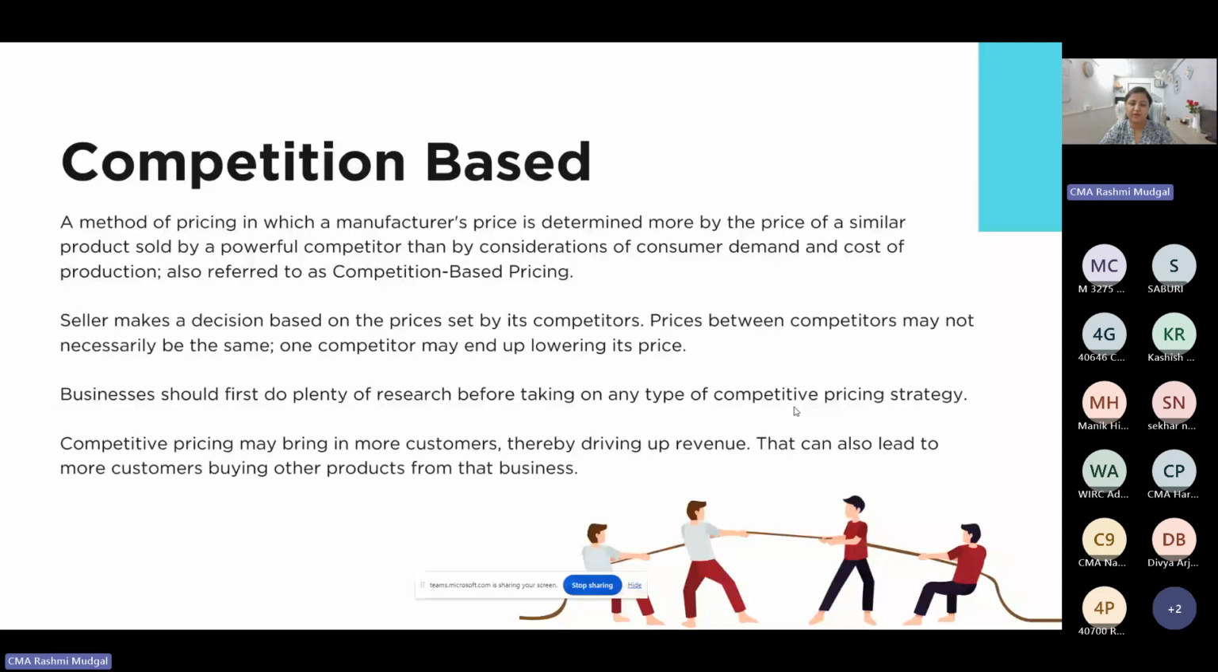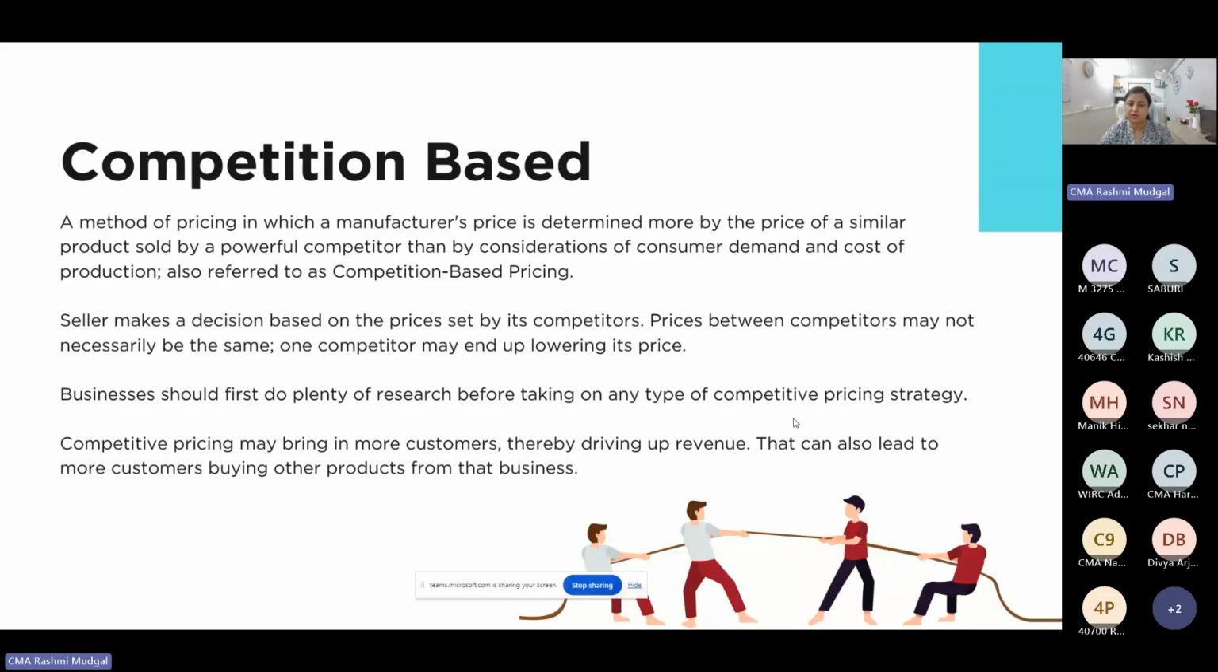If I am going to a market, I need to make myself where I stand. I need to see where I could sell the product, at which price I need to sell it, and what prices my competitors are selling at. So the seller makes a decision based on the price set by the competitors. This is a dominated industry where the competitors' price is set as a benchmark. Prices between competitors may not necessarily be the same.